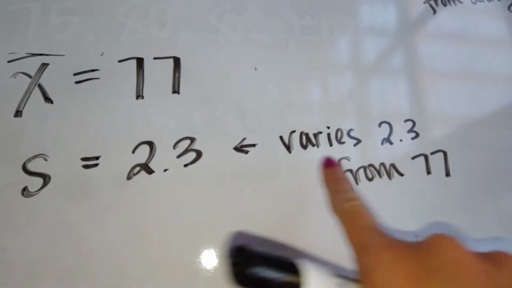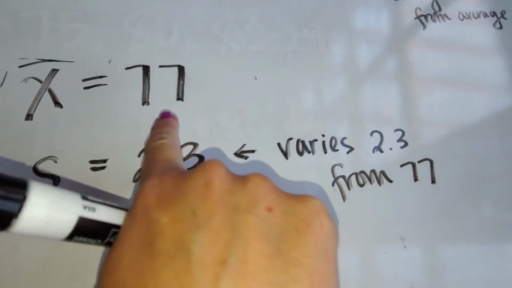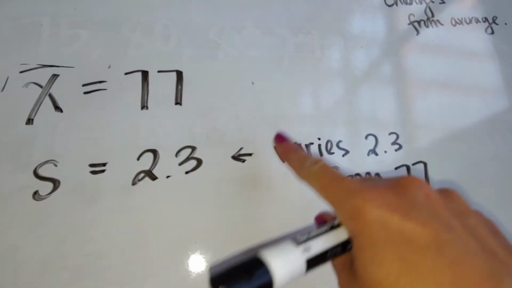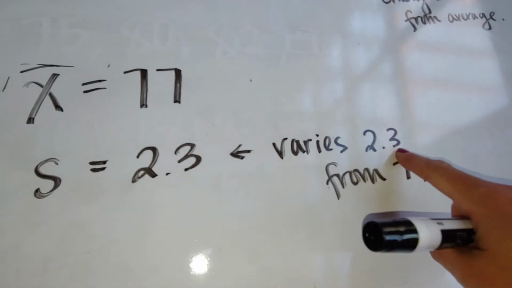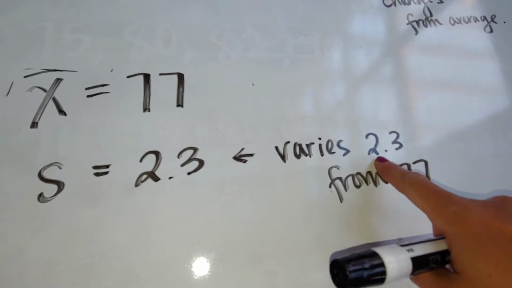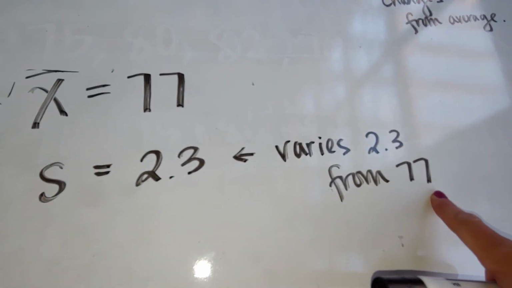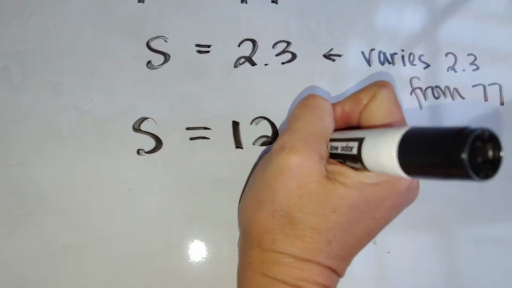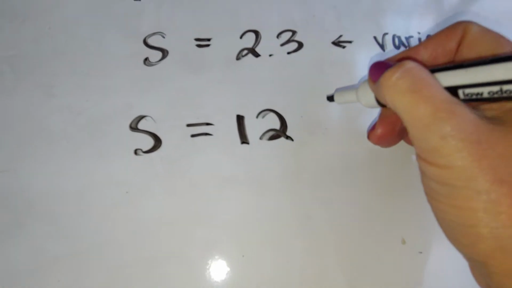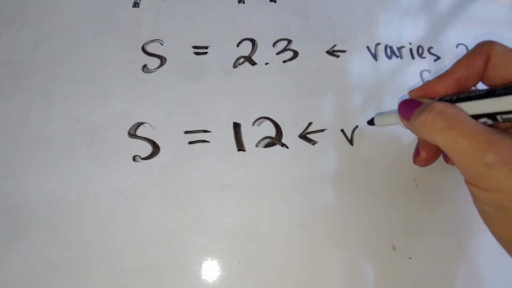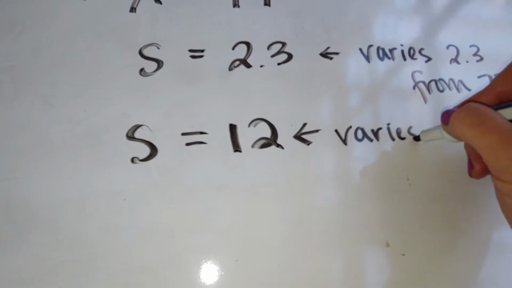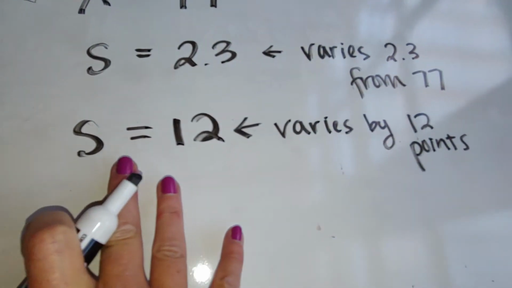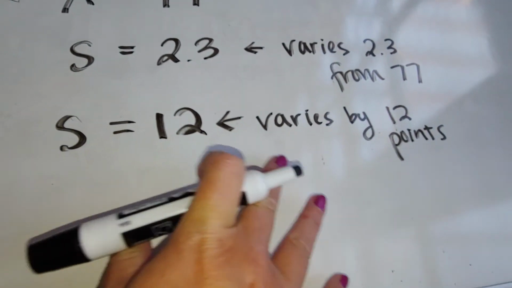So what I'm saying is that if you were to score, let's say, an exam score of a 90, according to this, that's really weird. The average variance, if you will, is a score of 2.3 points from the number 77. Versus, if I had something like s equals 12, it's saying that the typical exam score is varying by 12 points. So this is going to have, obviously, a wider spread of data.